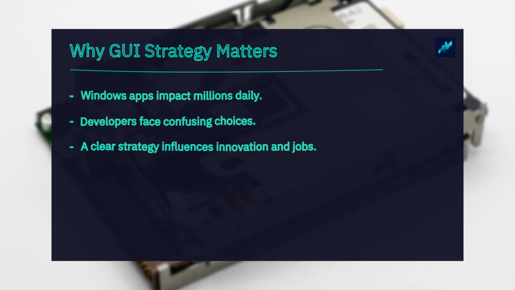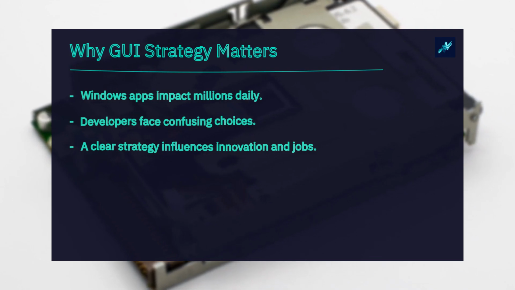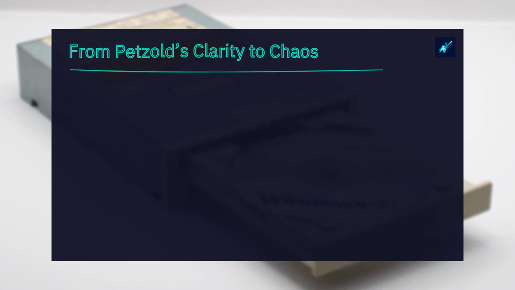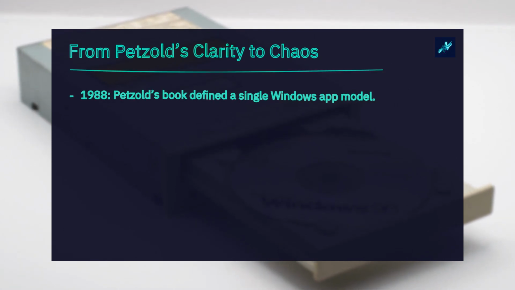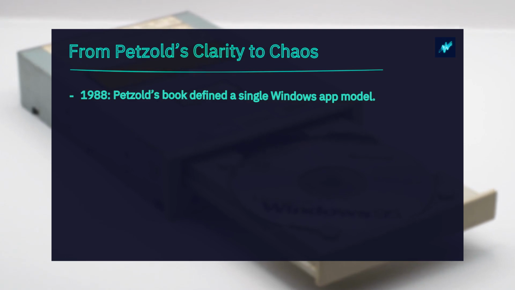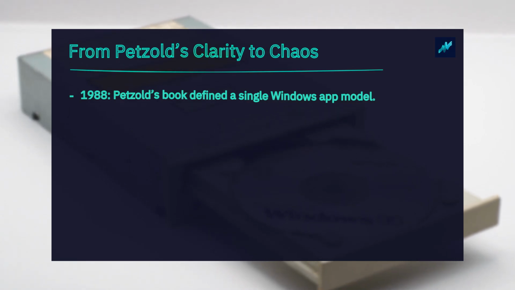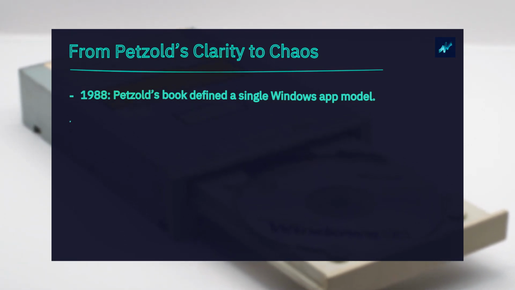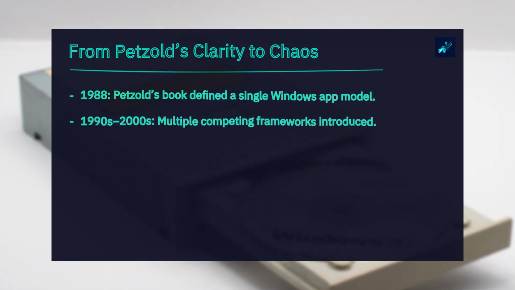So, what happened? Back in 1988, Charles Petzold published Programming Windows, a comprehensive guide to writing Windows applications. This book, and the underlying Win32 API, offered a clear, unified approach for developers. It was technical, yes, but it gave them one mental model to learn and build on. In other words, Microsoft had a strategy: one operating system, one core API, one set of tools.